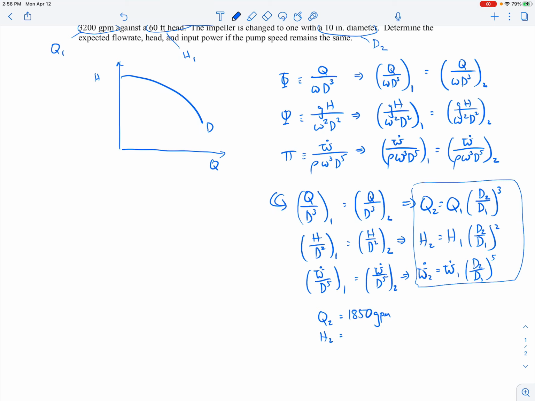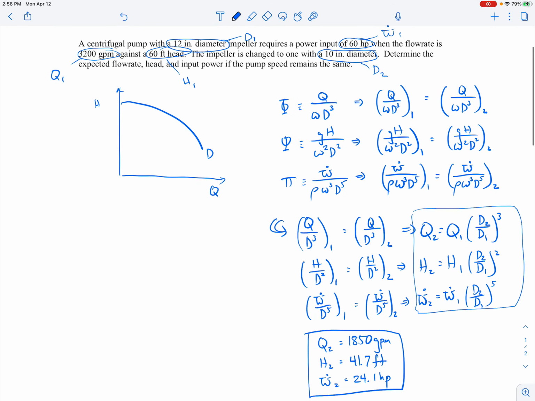H2 comes out to be 41.7 feet, and the power for this new impeller size is 24.1 horsepower. So these are the predicted values for those various cases when we're using a 10-inch impeller diameter. Now, this is the result we would get from a pure dimensional analysis approach to this problem. Dimensional analysis is what allowed us to get to these relations.